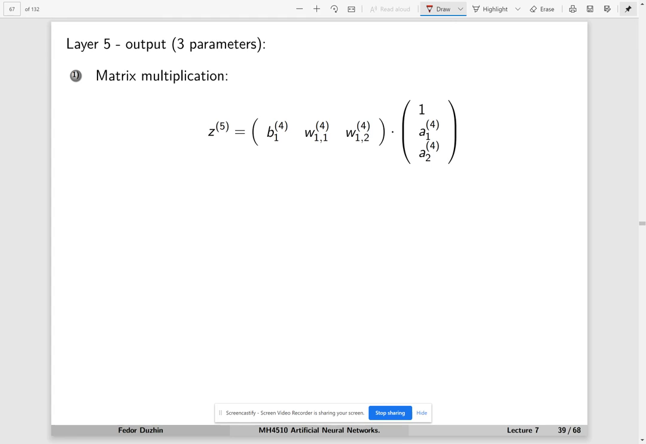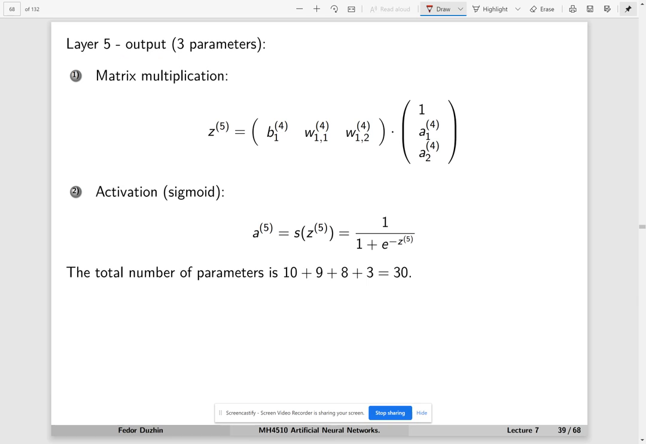So we apply a linear transformation to the input. But now, since this is our output layer and we want to do a classification, our output should be just a single number, a single scalar that tells us the probability of whatever it is. So it should be a number between 0 and 1, right? Once we computed this Z5, we apply an activation in the output layer, and the activation in the output layer is the sigmoid. Well, and then the total number of parameters is 30, right? So parameters are these weights and the so-called biases.